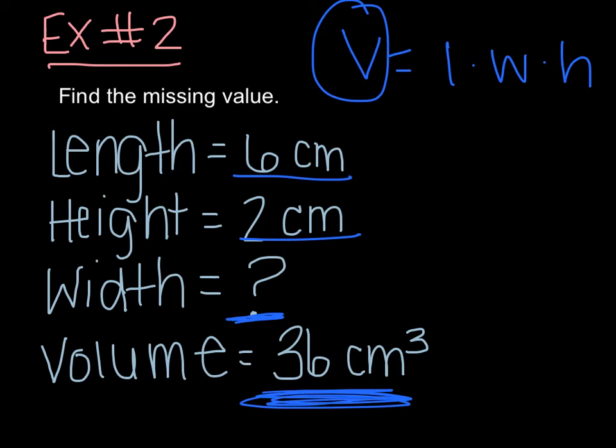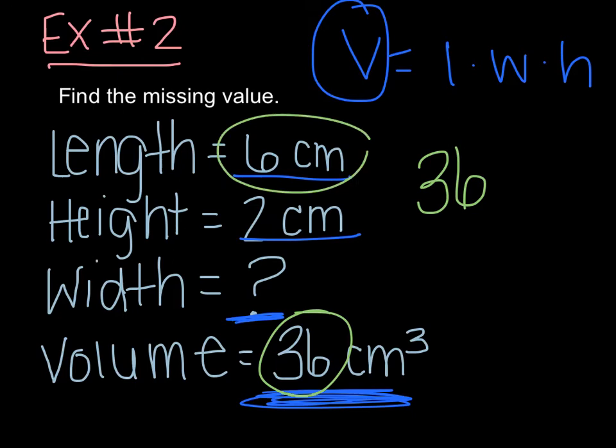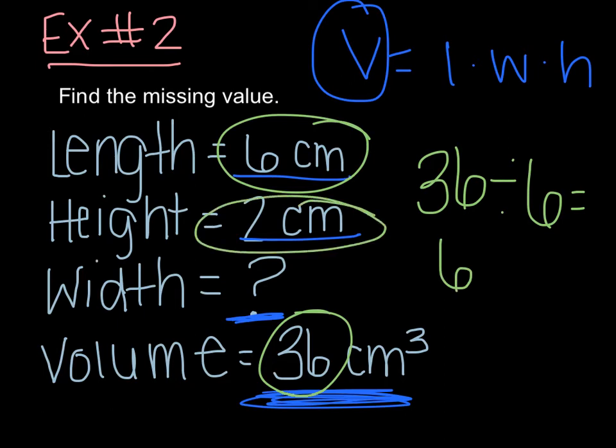So we take our answer, 36, and we divide it by 6. So 36 divided by 6 is 6. And then we divide it by our other number, which is 2. And 6 divided by 2 is 3. So the missing width is 3 centimeters. So to find the answer, we multiply the numbers together. And if we already have the answer and we're going backwards, we just divide. So we have 3 centimeters.